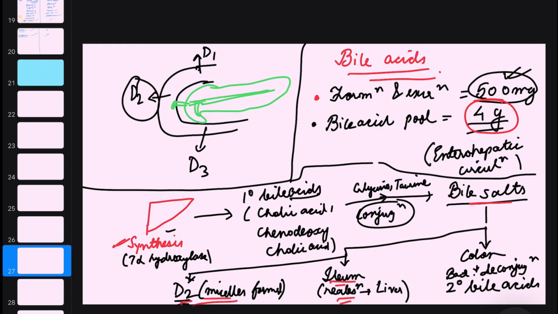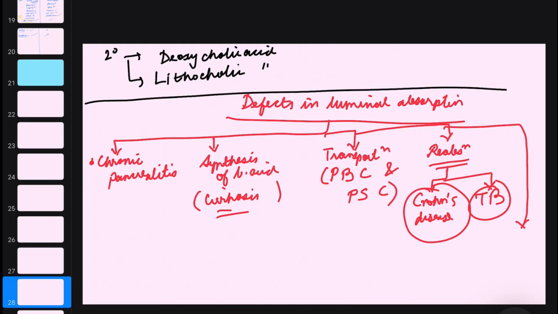See, the colon had deconjugating bacteria. Suppose the colon does have deconjugating bacteria, but along with the colon, along with the large intestine, my small intestine also for some reason has deconjugating bacteria. Will that be good? No. If my proximal small intestine, before the distal small intestine, encounters deconjugating bacteria in the small intestine lumen itself, before the bile acids have a chance of getting reabsorbed back into the enterohepatic circulation, then what will happen? They will get deconjugated into secondary bile acids.